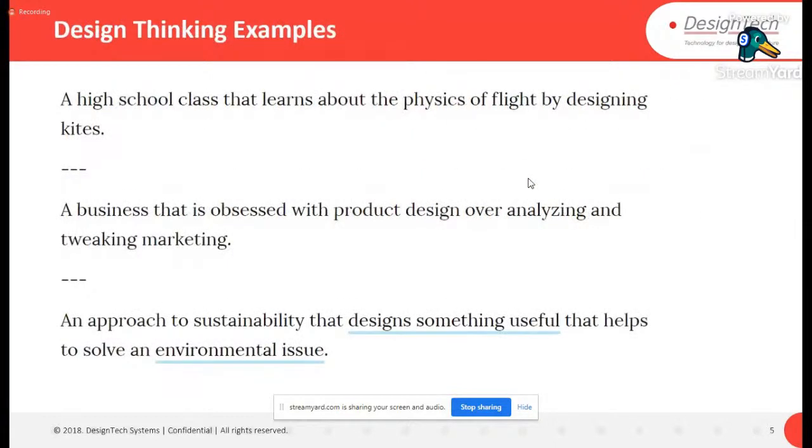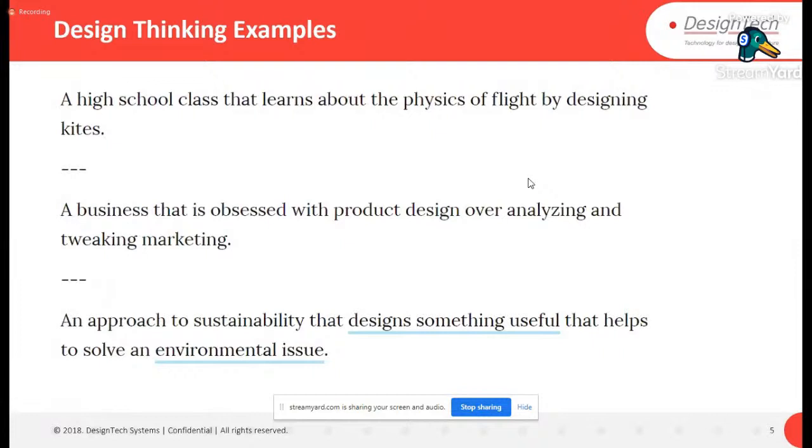To give you examples of design thinking, let's start from a school level example where children are taught the physics of flight, how something flies, by designing kites. We look at it from a business perspective, how a business is obsessed with product design over analyzing and tweaking marketing. We will see examples of this in videos when we move forward. And an approach to sustainability, where design sometimes is useful and helps to solve an environmental issue.